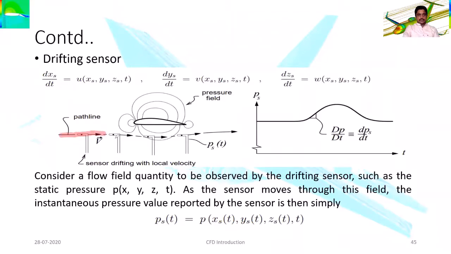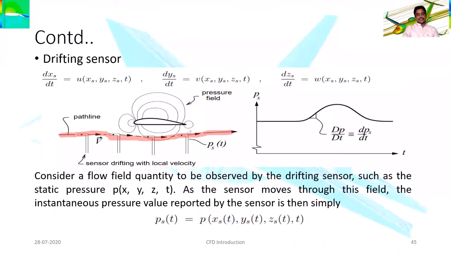So here on this path line you can see the sensor movement. This we will call a drifting sensor: a sensor drifting with a local velocity. When the sensor itself is moving, it should have some velocity induced in it, which we represent with a capital V bar. Why am I writing capital V bar? Because I don't want to write u, v, w every time. That is the velocity addressing all three directions.